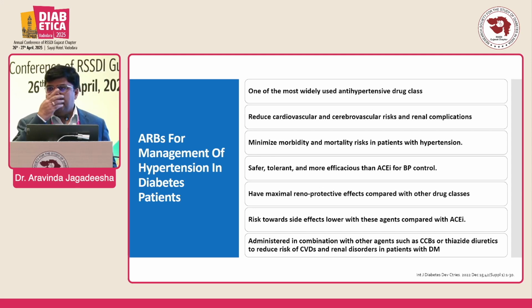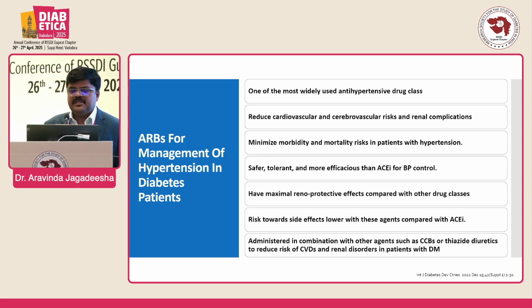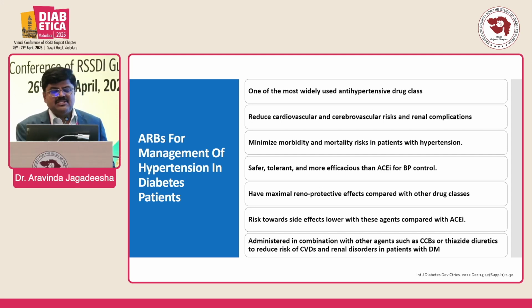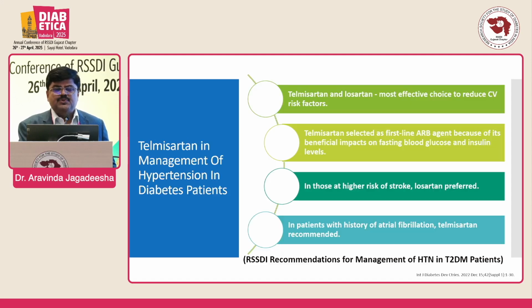A brief about ARBs, I am sure all of us know this, but just to recollect ourselves, it is one of the most widely used antihypertensive drugs. It reduces cardiovascular, cerebrovascular and renal complications, minimizes morbidity and mortality, is safer, more tolerable and more efficacious than the ACE inhibitor for BP control, and has maximal renoprotective effects compared with other drugs. The risk of side effects is lower with these agents compared to the ACE inhibitors. They are administered in combination with other agents such as CCBs and thiazide diuretics to reduce the risk of CVDs and renal disorders in patients with diabetes.